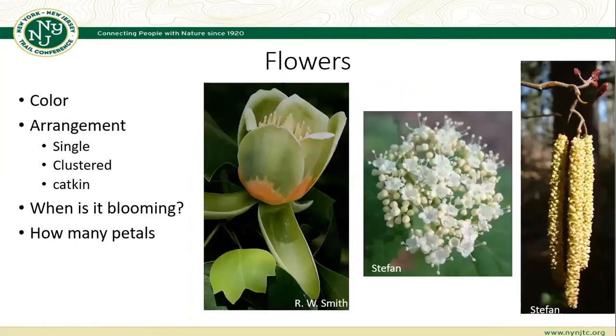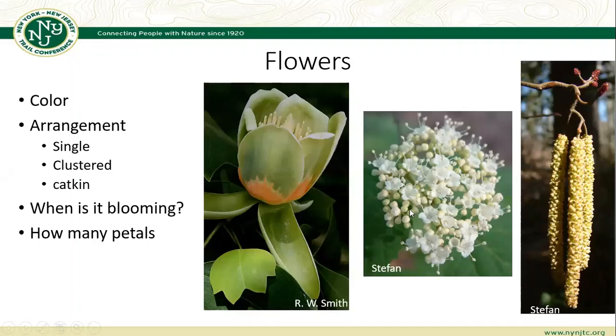Okay, so flowers will also be a pretty big hint for you when you're identifying plants. And obviously, flowers are not always in bloom, so this is not something that you're going to want to depend on, but it can really help you if a plant is in bloom, determining what it is. So the first and most obvious thing you're going to look for is color. But then you're also going to want to see how these flowers are arranged. Here we have a tulip tree. This is a single flower. Tulip tree is one of my favorite trees. It's native and the flowers are awesome. It's got this really cool and unique leaf shape here too.